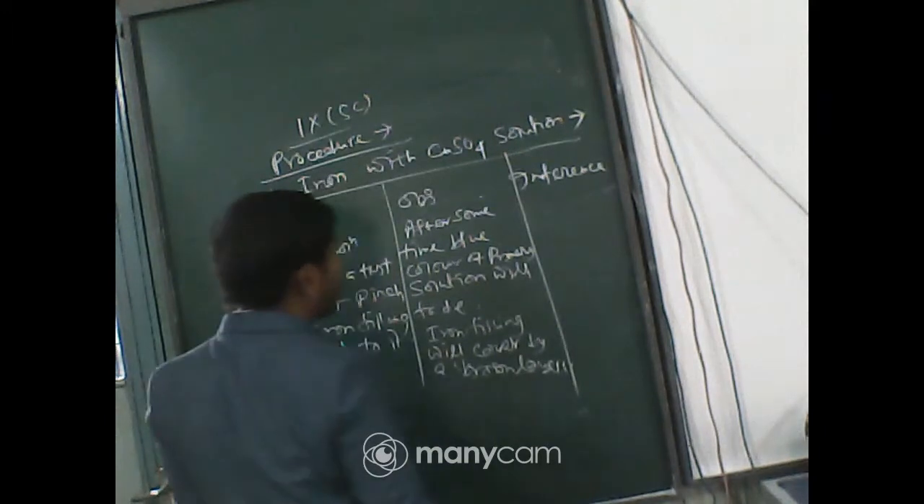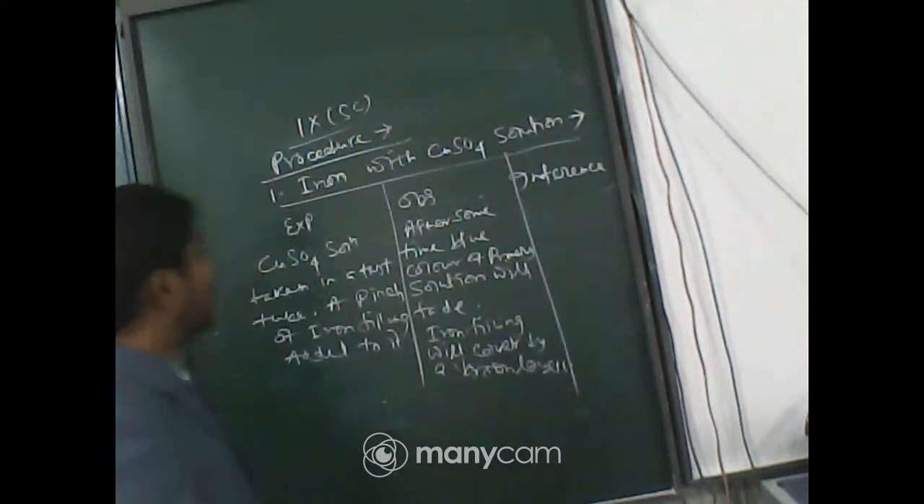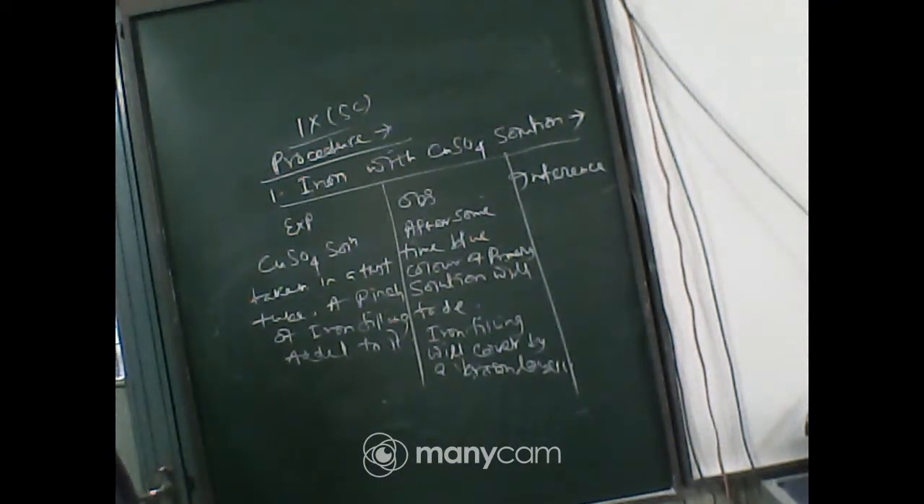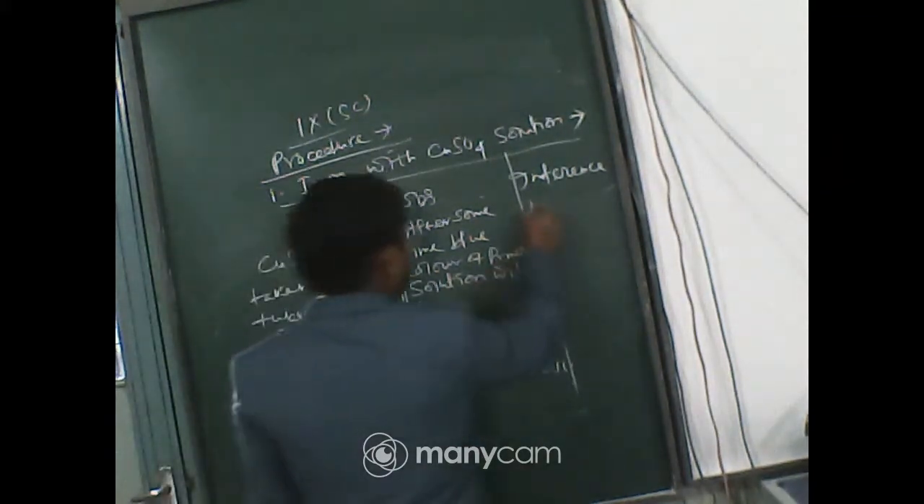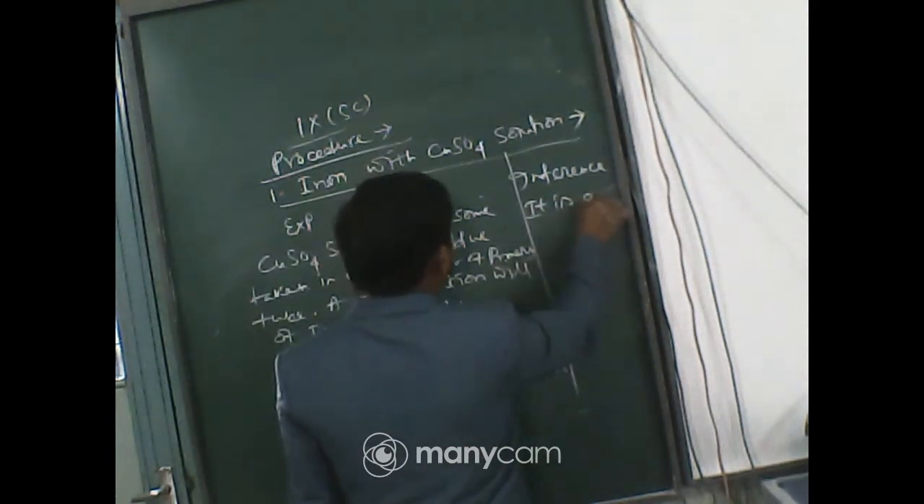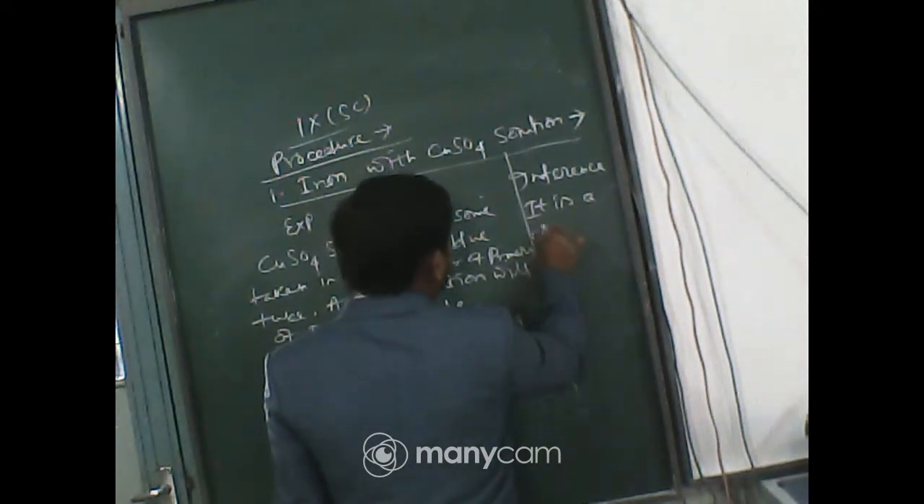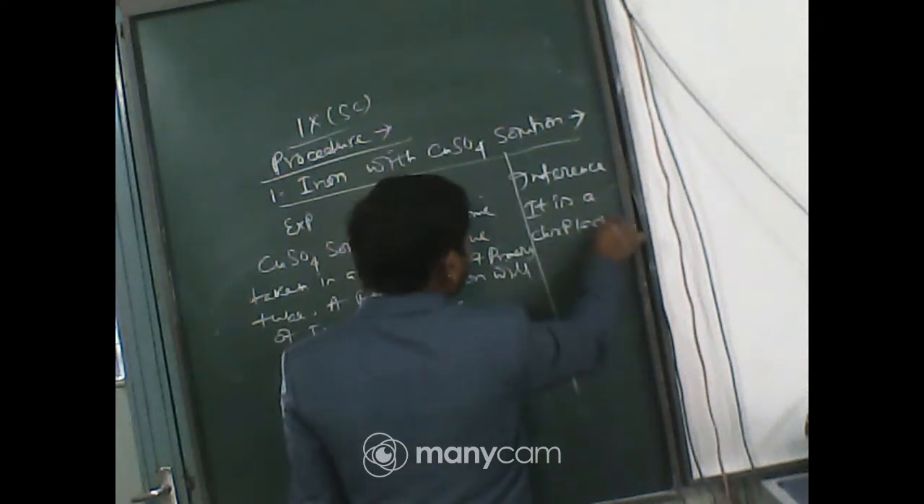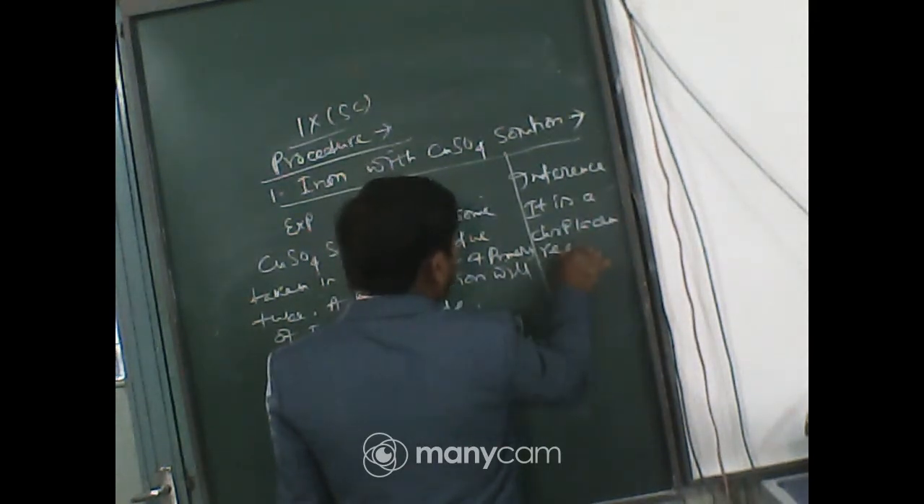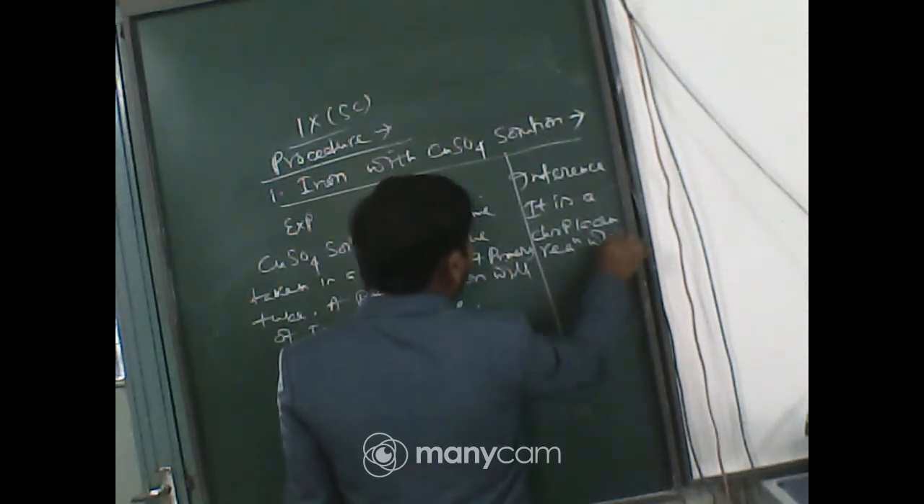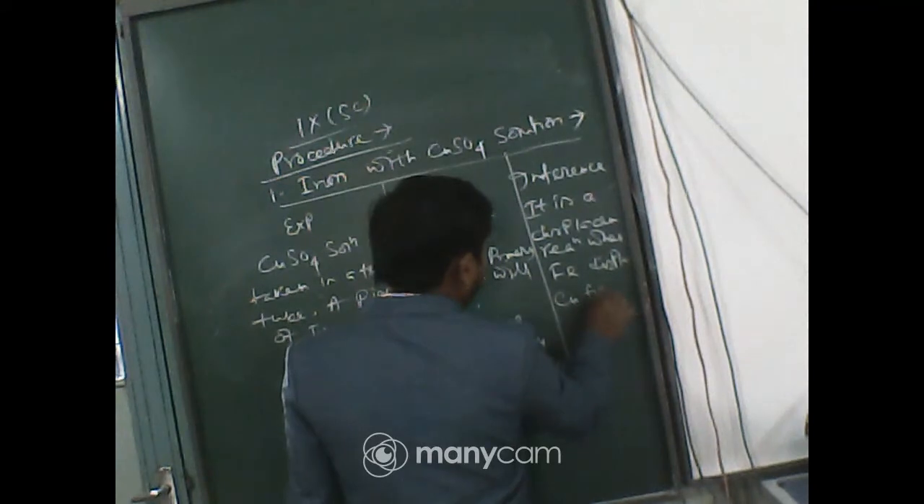Inference. What inference can be drawn from here? It is a displacement reaction, where iron displaces copper from its salt.